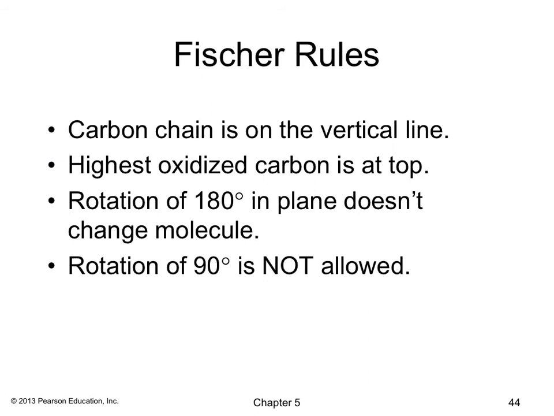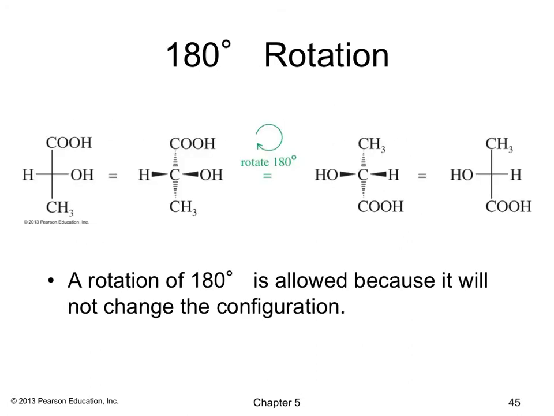Fischer rules. The carbon chain is on the vertical line. The highest oxidized carbon is often put at the top. Rotation of 180 degrees in the plane does not change the molecule, so you can rotate those Fischer projections, but rotation of 90 degrees is not allowed. So let's look at this example of 180 rotation being allowed.